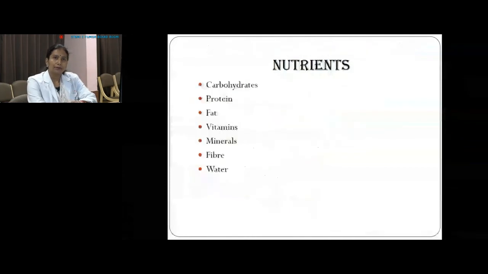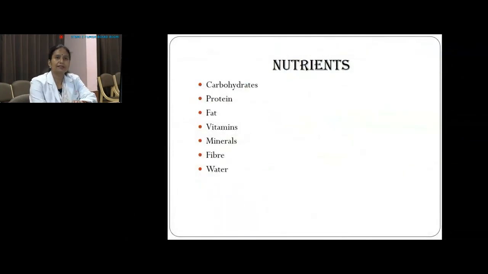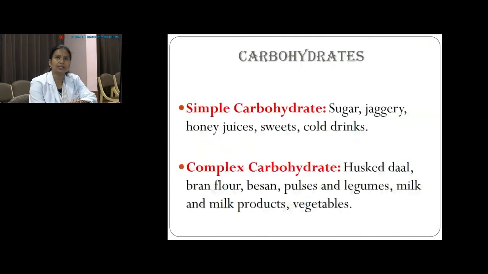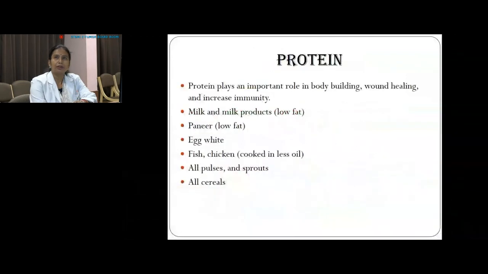Carbohydrate, protein, fat, vitamins, minerals, fiber and water are the main nutrients for diabetes management. Simple carbohydrates like sugar, jaggery, honey, juices, sweets and cold drinks should be avoided during diabetes. Complex carbohydrates like dal, bran flour, besan, pulses and legumes, milk and milk products, and vegetables are good sources for managing diabetes.